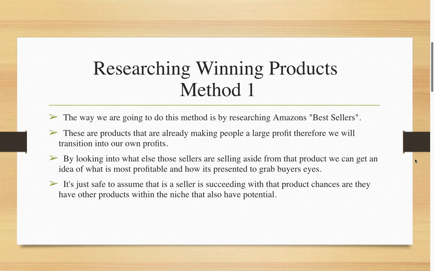So by looking into what the sellers are selling aside from the products that are listed on bestsellers, it really helps to see both how they're presenting it, what they're doing, how they're grabbing the seller's eyes, and seeing if there's anything else that has potential for high sales. It's safe to assume that if they're succeeding with that product, chances are they have other products within that niche that also have potential. So basically, normally when you see a bestseller, they have multiple items that are selling really well or that they're seeing the profit margins from, which is why we're going to look a little deeper into this.